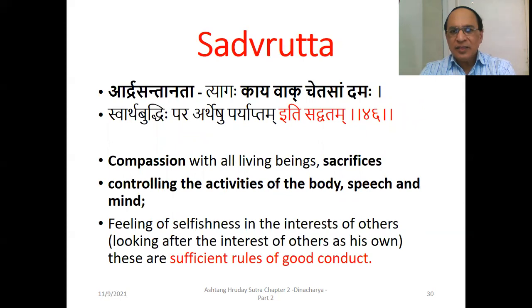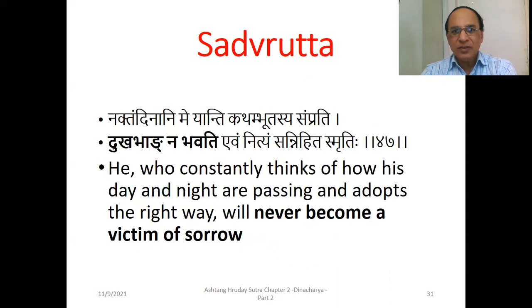Ardra santanatah tyagaha kaya vakchit samdamaha swartha buddhi parartheshu paryaptam iti sadvruttam. Compassion with all living things, very important. Compassion, sacrifices. That's why I always say which pathy is great. Allopathy, Ayurveda, homeopathy. I say sympathy is the best. Sacrifices, controlling the activities of body, speech, and mind, feeling the selfishness in the interest of others, looking after the interest of others as his own. These are sufficient rules of good conduct, that is Sadvrutta.